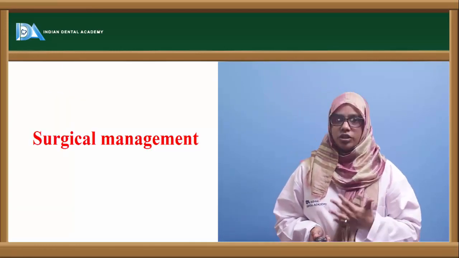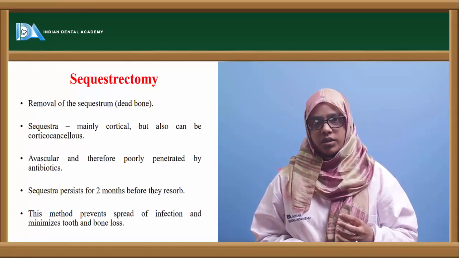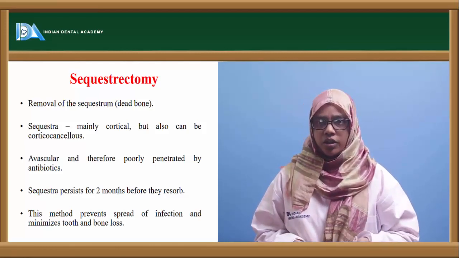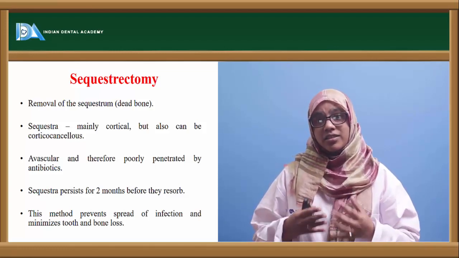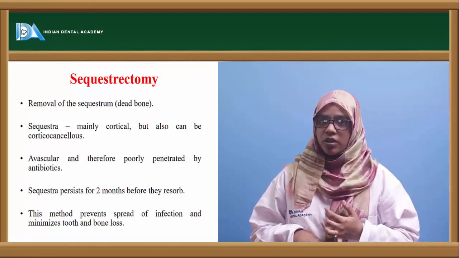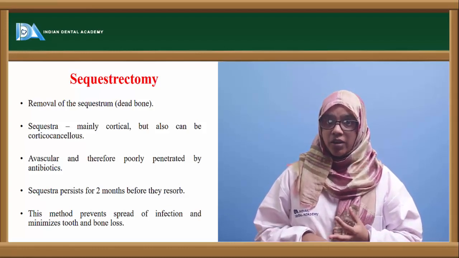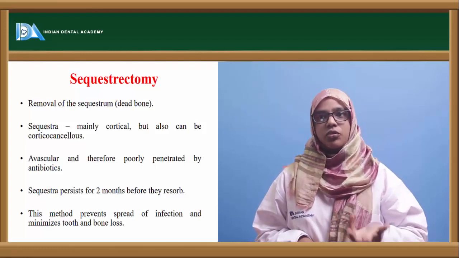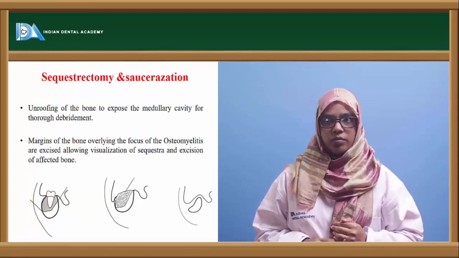Let's move on to the surgical management of osteomyelitis. The basic surgical procedure is sequestrectomy, wherein you remove the sequestrum, that is the dead bone. Now this dead bone can either be cortical bone or corticocancellous bone. It is basically avascular, and that's the reason why you need to remove it. Because of avascularity, antibiotic cannot penetrate it, and since antibiotic cannot penetrate it, it acts as a nutritive media for the microorganism to spread. That's the reason why we need to remove it. Okay, this method will prevent the infection and minimize the tooth loss and bone loss.